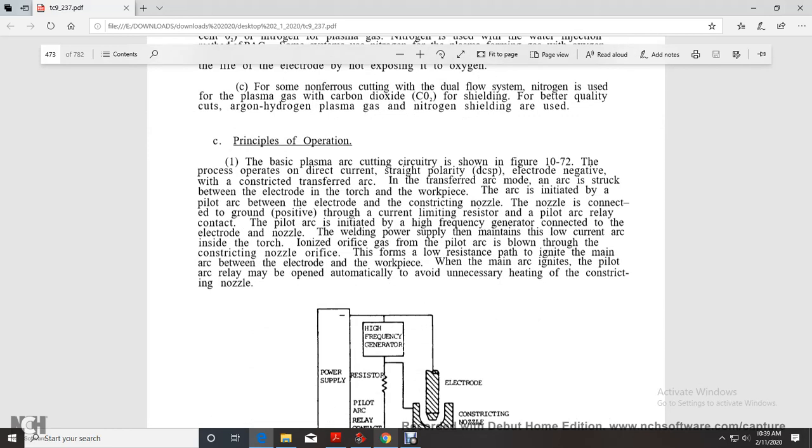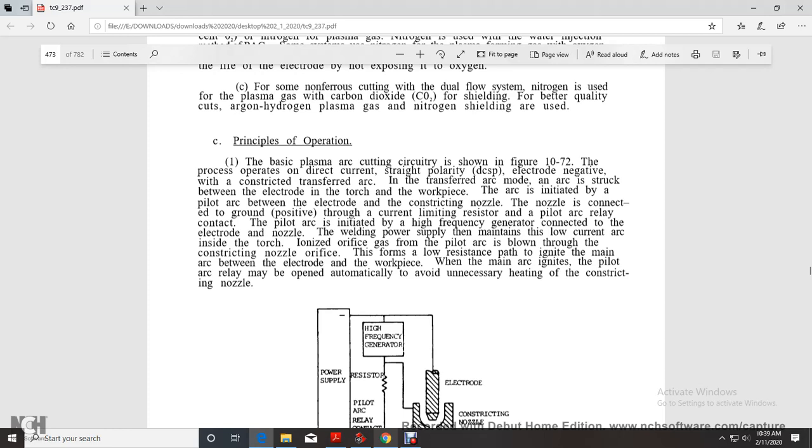Principle of operation: the basic plasma arc cutting circuitry is shown in figure 1072. The process operates with direct current, straight polarity, electrode negative, with a constricted transferred arc in transfer arc mode. The arc is struck between the electrode in the torch and the workpiece. The arc is initiated by a pilot arc between the electrode and the constricting nozzle. The nozzle is connected to ground, not positive, through a current limiting resistor and pilot arc relay.